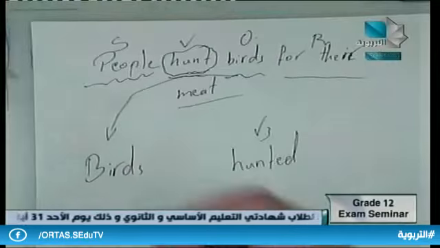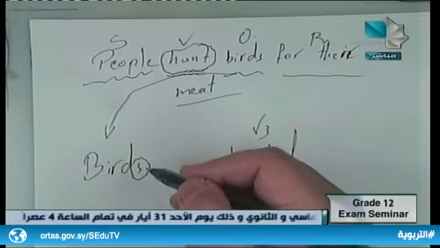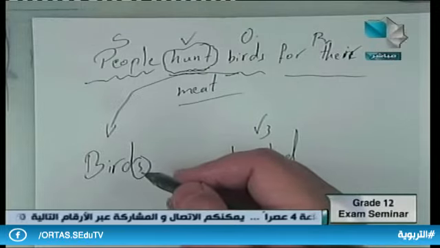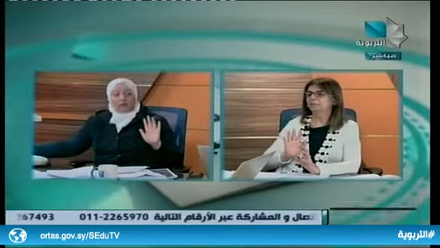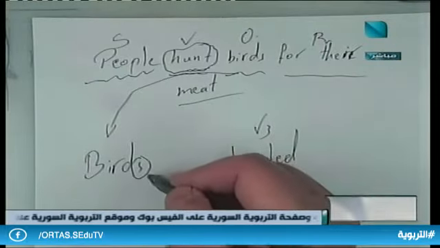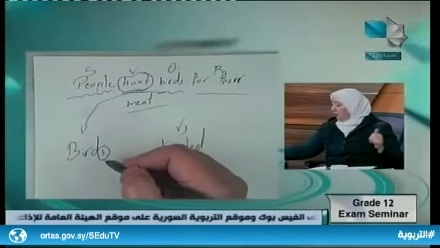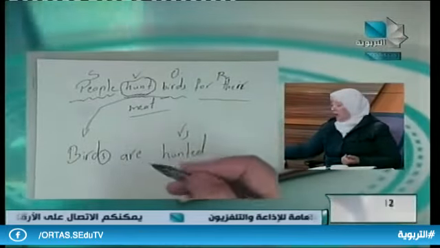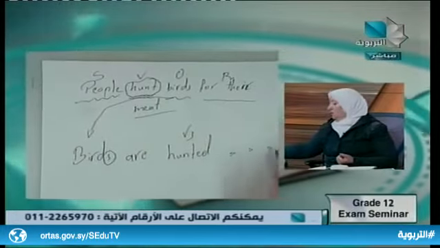I also have to look at the new subject, so is the verb to be singular or plural? The passive has two elements, the verb to be and the main verb. The verb to be carries the tense of the sentence. Also, there should be an agreement between the subject and the verb. Birds is plural, so I have to write are. Are hunted for their meat.